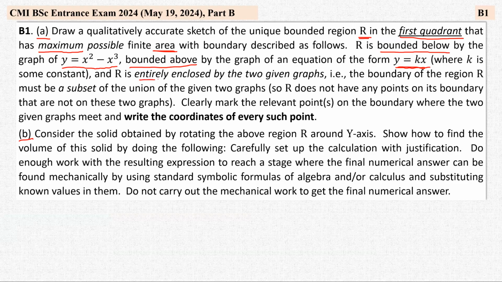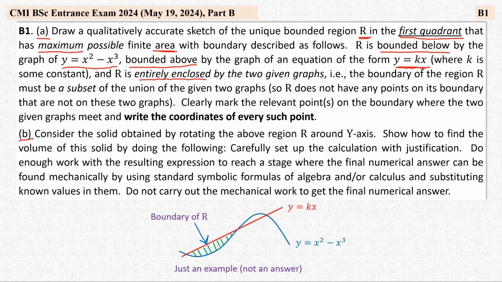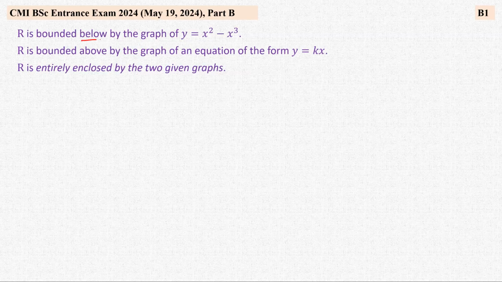Also, R is entirely enclosed by the 2 given graphs, i.e. the boundary of the region R must be a subset of the union of the given 2 graphs, so R does not have any points on its boundary that are not on these 2 graphs. Clearly mark the relevant points on the boundary where the 2 given graphs meet and write the coordinates of every such point.